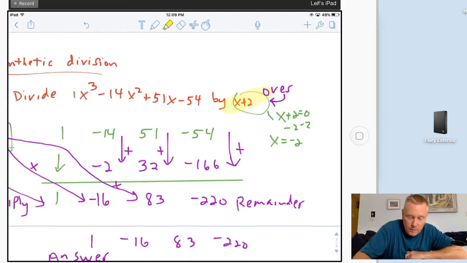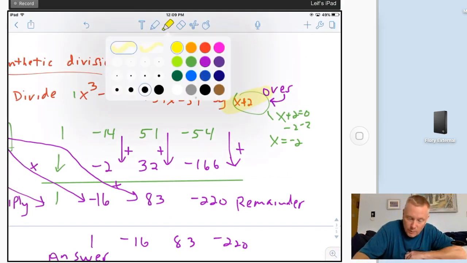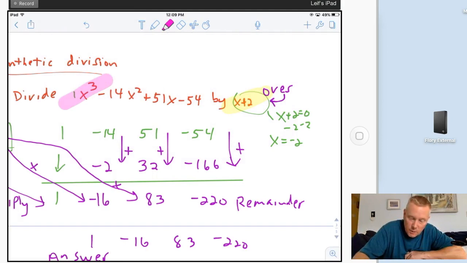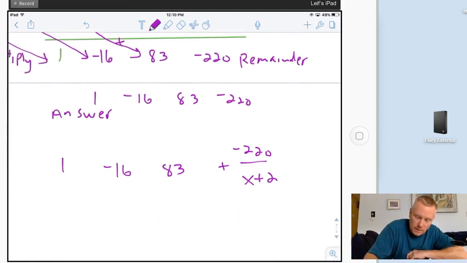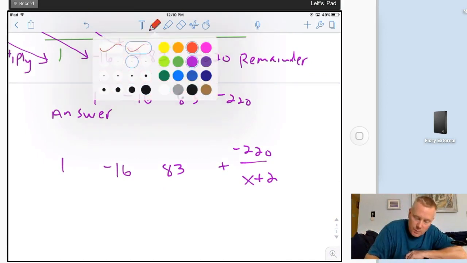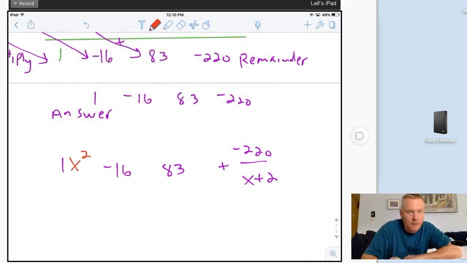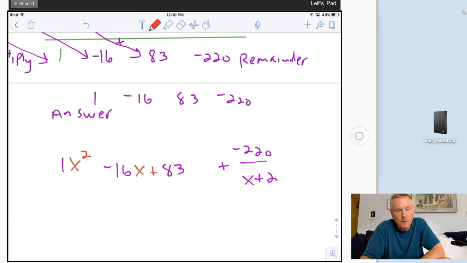I started out up here with the x to the third power, which means I'm going to subtract 1 from the exponent. If I take x to the third and subtract 1 from the exponent, I get 1x squared. And then they go down in descending order after that: x squared, then regular x, and then the regular number, okay?